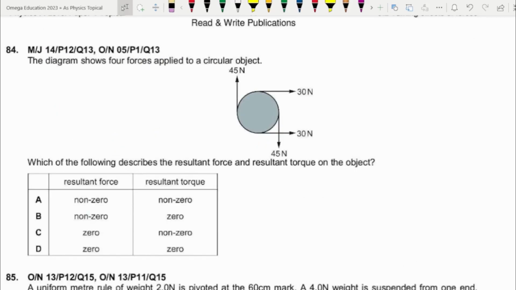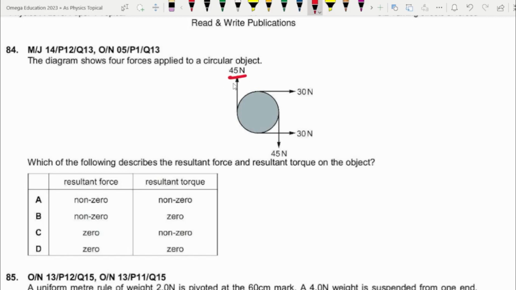Question number 84. So the diagram is given. Which of the following describes the resultant force and the resultant torque on the object? Is the resultant force 0? The resultant force is not 0, or is it? This is what we need to find.